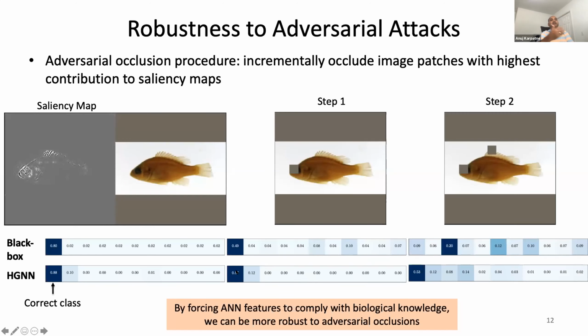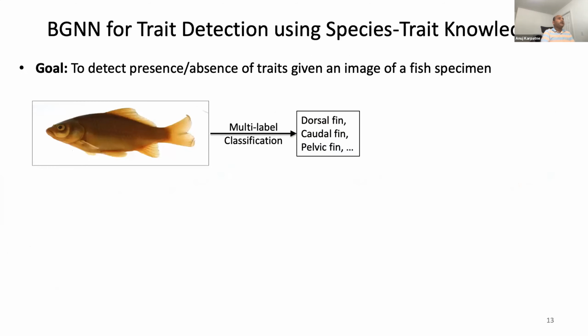And we can repeat this procedure several times, and we can see that in just 2 steps, the black box model is easily thrown off. The highest probability that it is predicting is for the 3rd class, which is incorrect. So this shows that by anchoring machine learning models with scientific knowledge, we can even be more robust to these occlusions that right now we are simulating adversarially, but can happen naturally in real world images because of the poor quality artifacts that we discussed in the beginning.